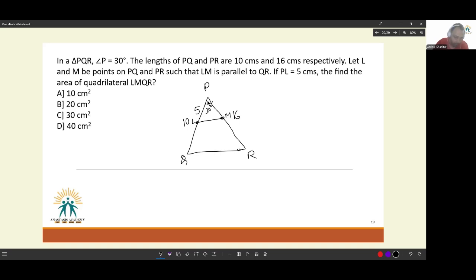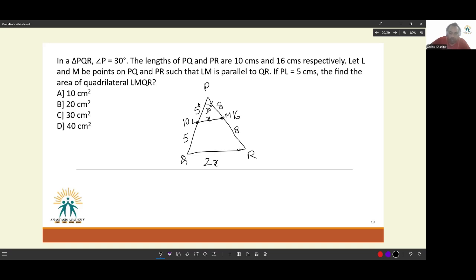PL is effectively half the length of PQ. So this will also be 5. And PM will be 8 and MR will be 8. These sides are getting bisected, so if the length of QR is 2x, length of LM will be x. Which is now to say the dimensions of triangle PLM are exactly half the dimensions of triangle PQR.